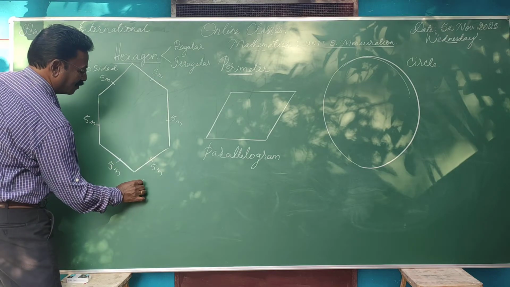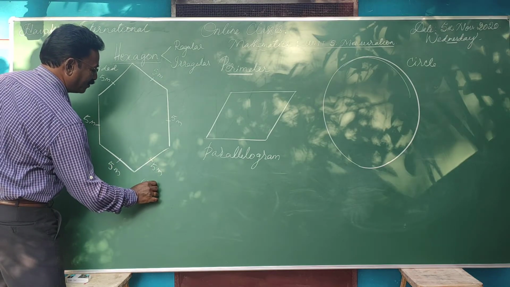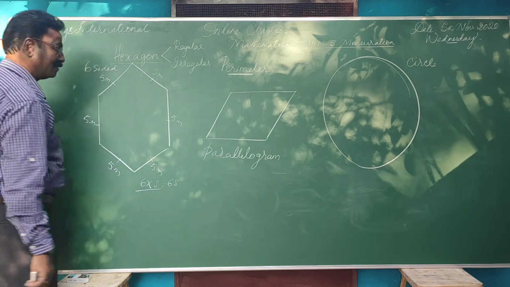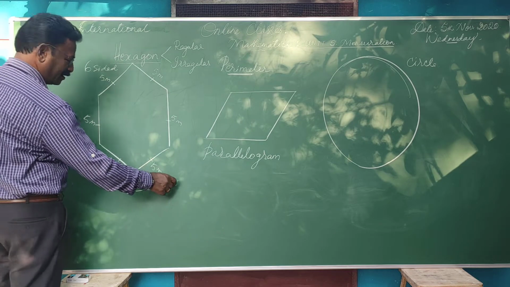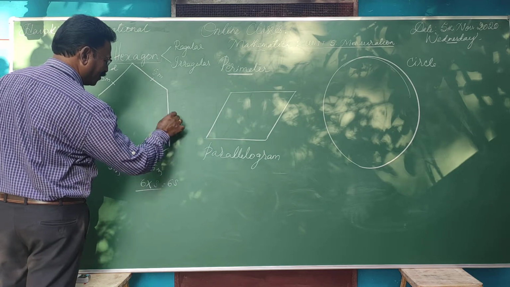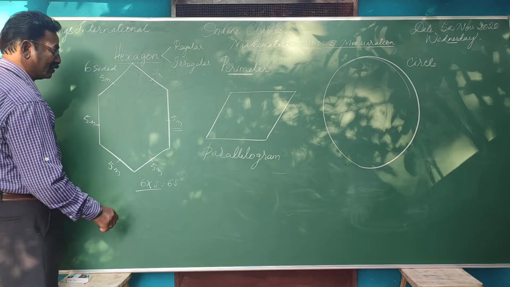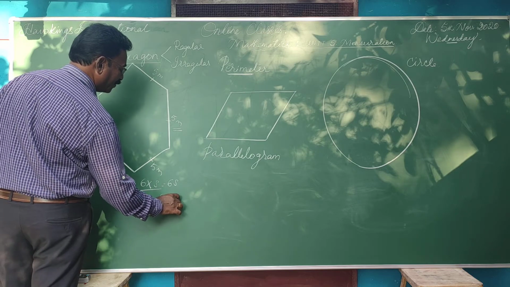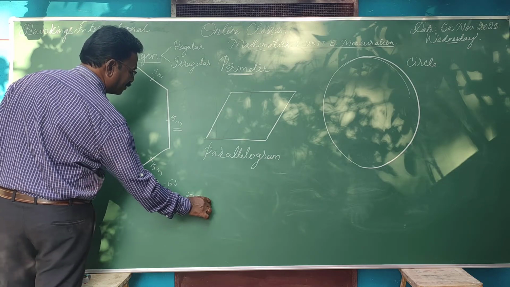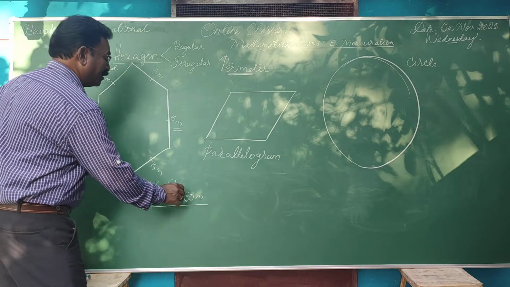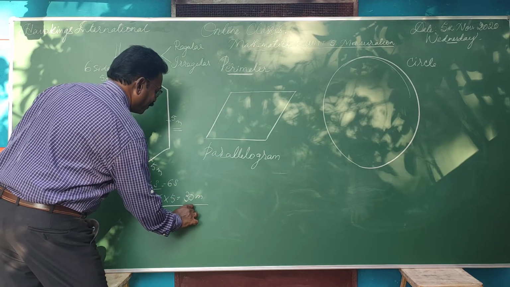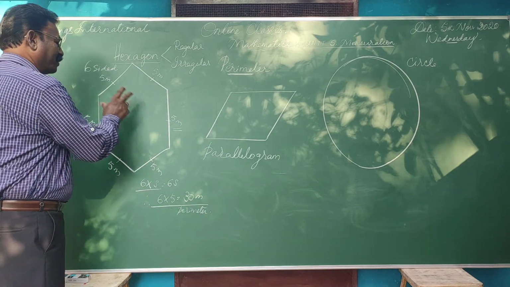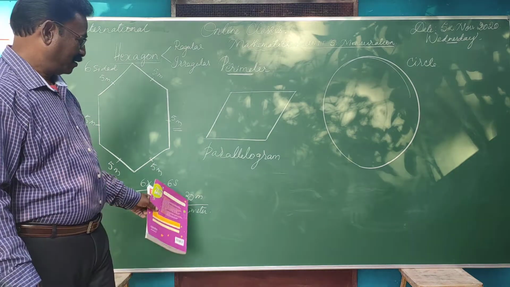Easily you can say, 6 into its side, that is 6s. What is s? s is equal to one side measurement. So 6 into 5 is equal to 30 meters. This 30 meters is the perimeter. The perimeter of this regular hexagon is 30 meters.